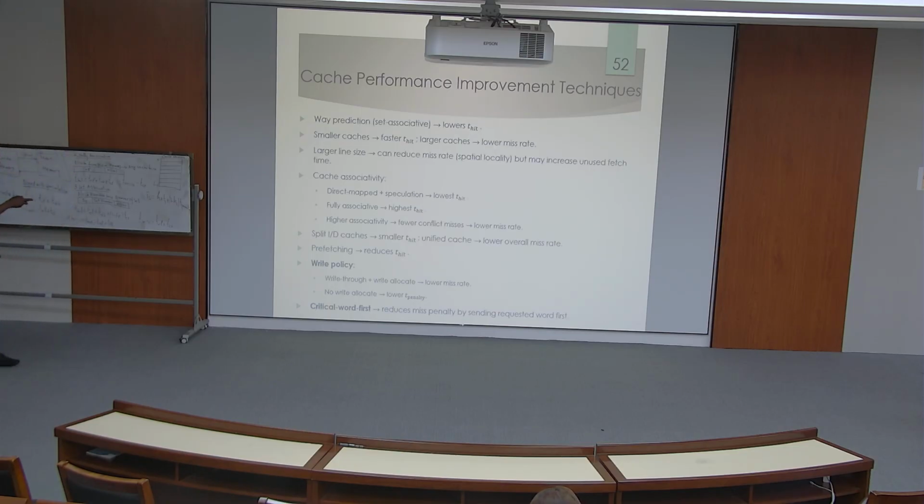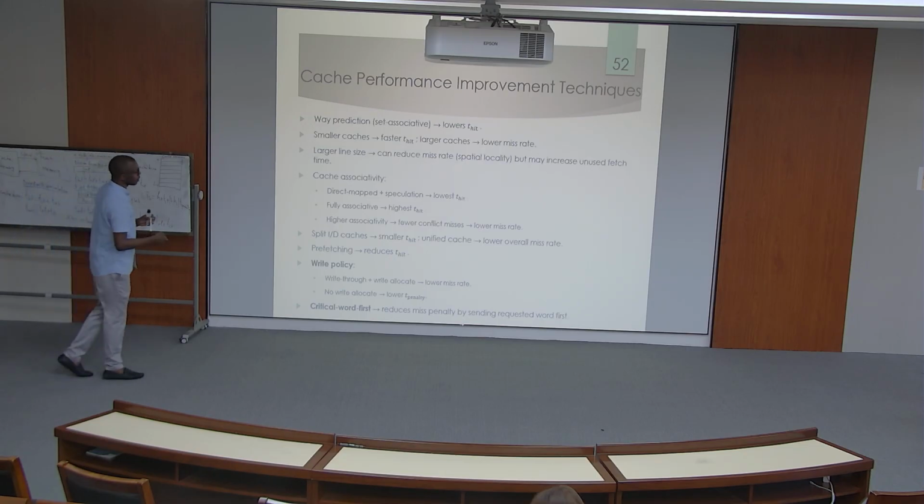Now, with cache associativity, we need to talk about the different associativity that we have learned. So let's say we have a direct map with speculation. That means the fetching and the checking are being done at the same time. So it has the lowest hit time, because the system does the fetching and the checking at the same time. This has a positive impact on the hit time.